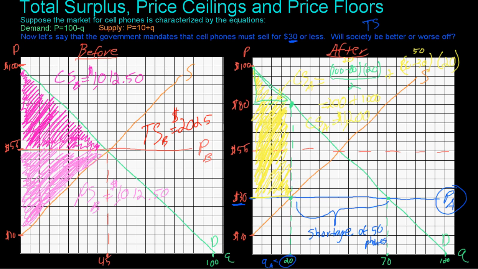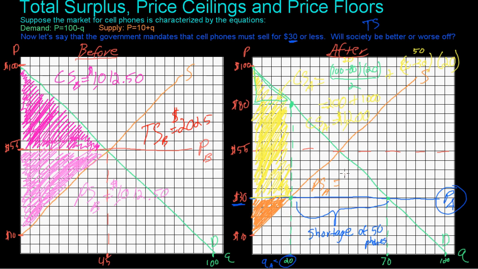So now we need to do the same for producer surplus, and so I'll do this in orange. And so producer surplus is the area below price and above supply up to the market clearing quantity, or the market quantity I should say, because here the market isn't going to clear because of the government mandate. So this triangle right here is going to be producer surplus, and producer surplus after. So this is just the area below price again and above supply, up to the market clearing quantity right here.